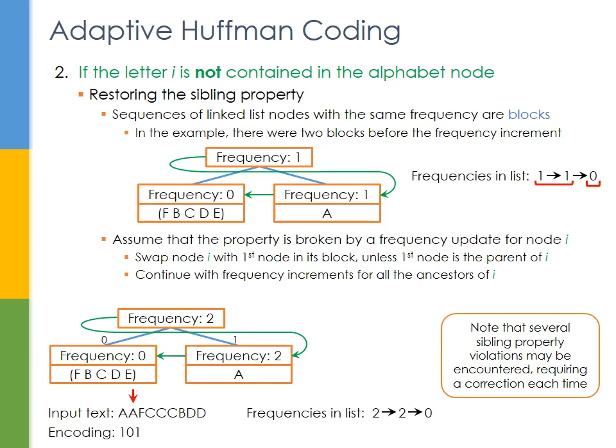Now, what's important to note at this point is that several sibling property violations may be encountered as we work our way up towards the root node, and each of these violations will require a separate correction each time. In this particular example, because our tree is so simple, no further corrections are required because there are no further ancestors for the leaf node containing the letter A, but we'll see as we continue with our example, there will be situations where we have to perform several corrections.